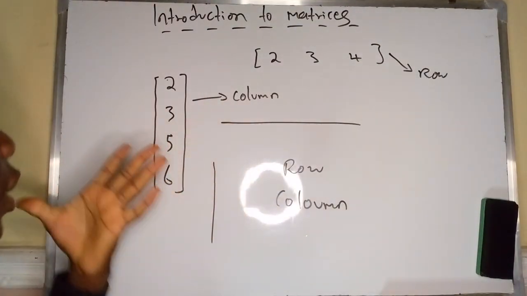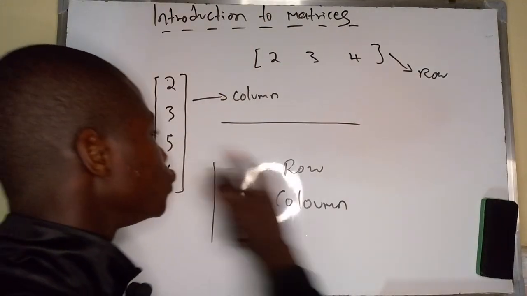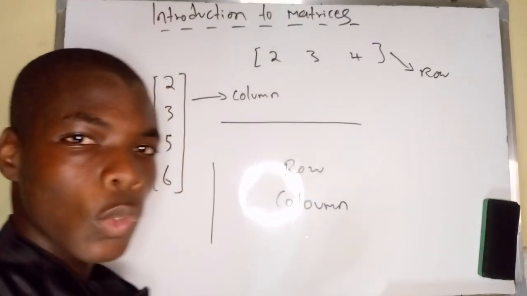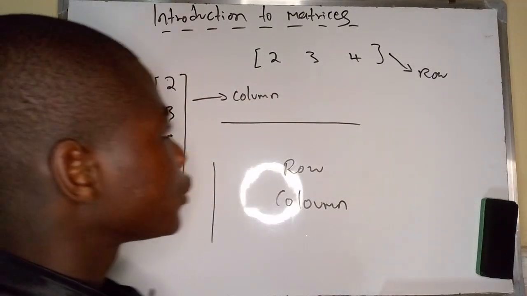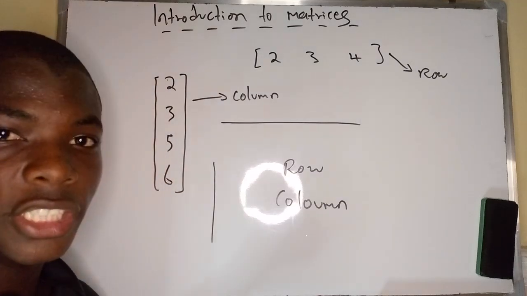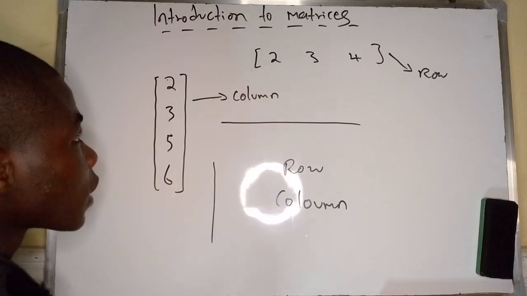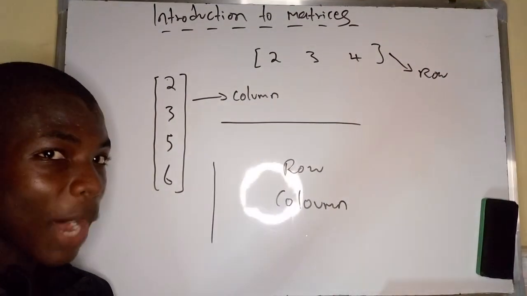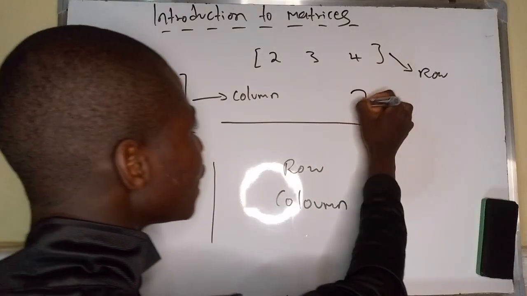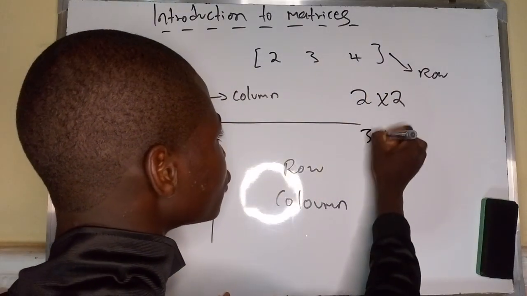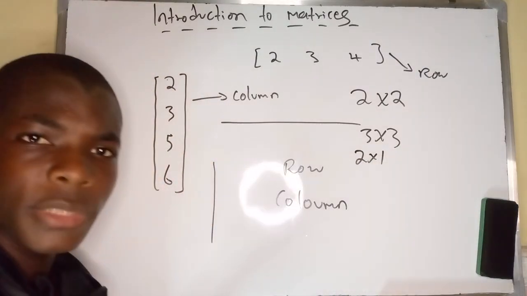So you have to first identify row and column in the introduction to matrices. If you are new to matrices, you must know the row and you must know the column. The next thing you need to know is the number of rows and the number of columns. You will hear things like a 2 by 2 matrix, a 3 by 3 matrix, or a 2 by 1 matrix.